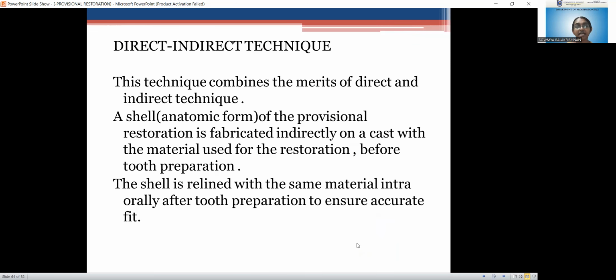The next technique is the direct indirect technique. In that case, we are using a combination of the direct as well as indirect technique. That means we are making the provisional restoration on the cast. That is the indirect way. But the final relining of the provisional restoration is done inside the patient's mouth. That means we are using a direct technique. So in this case we are using a combination of direct as well as indirect technique.